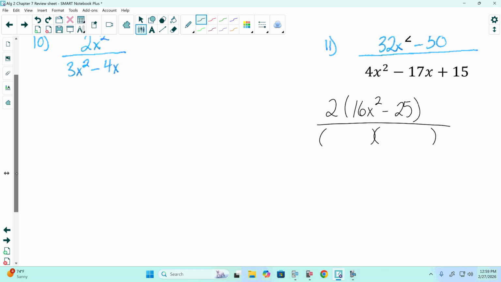Since the third term is positive, the signs are the same and match the sign of the middle term. So we'd have negative and negative. Factors of x squared are x and x. Now our factors of 4 are 1 and 4 or 2 and 2. Which one do we want to try first? 2 and 2. Factors of 15, 1 and 15 or 3 and 5. Where do we want to go first? 3 and 5.